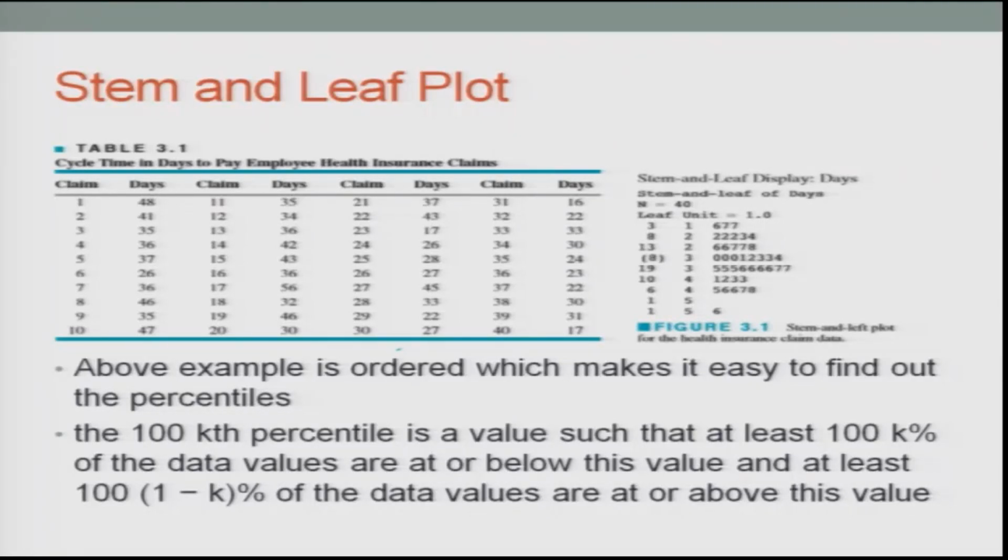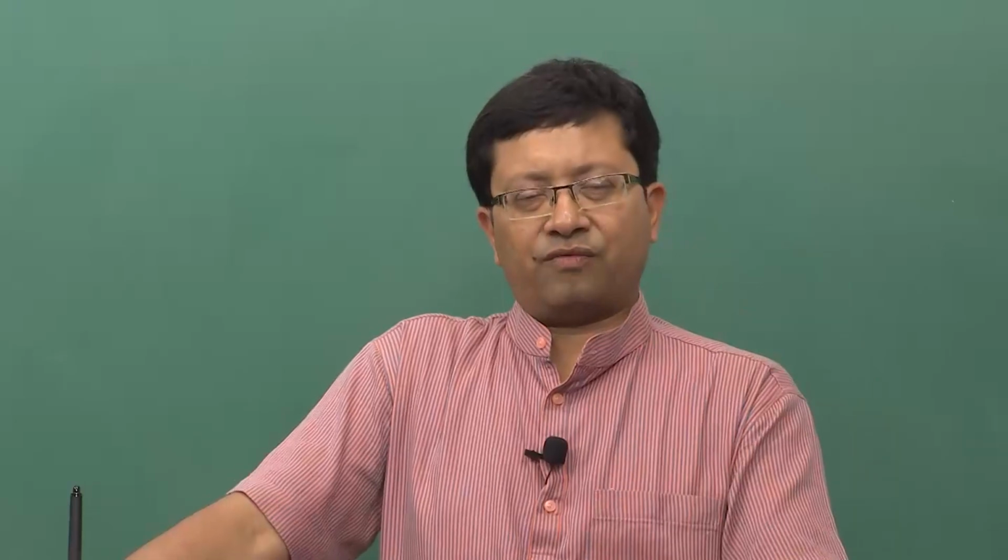The above example is ordered, which makes it easy to find the percentile. Here, if you remember, the claims are given from 1 to 40. If they are jumbled, obviously you have to make a sequence of how the claims are being settled based on the number of days.